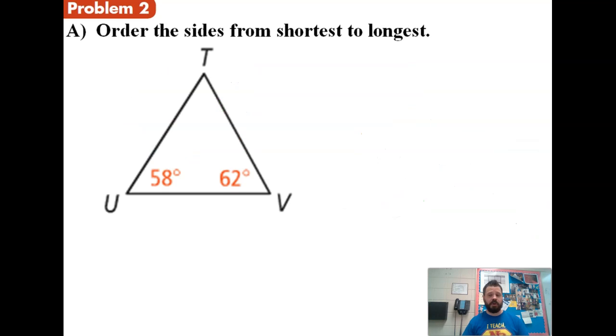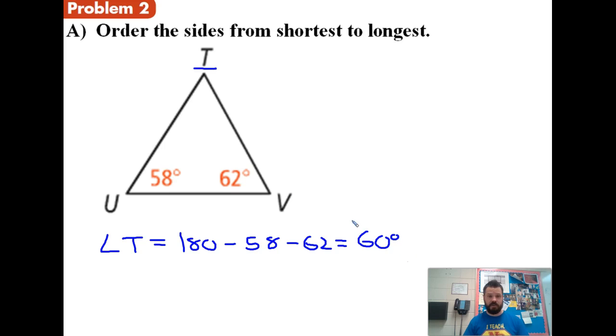All right, in problem 2, we're going to do the opposite question. Here we'll use the angles to figure out how the sides relate to each other. So in problem 2, it says order the sides from shortest to longest. Now the trick with this one is, notice I don't know all three of my angles. I'm going to want to figure out what that missing angle, angle T, is first. So we'll say angle T is equal to 180, the total for a triangle, minus the two angles I know, so minus 58, minus 62, which will give us 60 degrees.